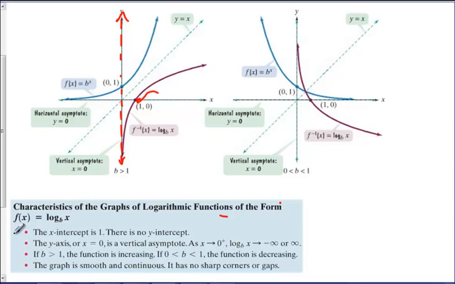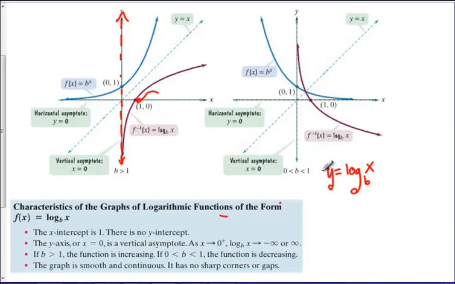Because these are in the form of y equals log base b of x, that x can never be negative. Because if we have a positive number, which the base has to be positive, a positive number to any power is going to give you a positive number. So x always has to be positive.